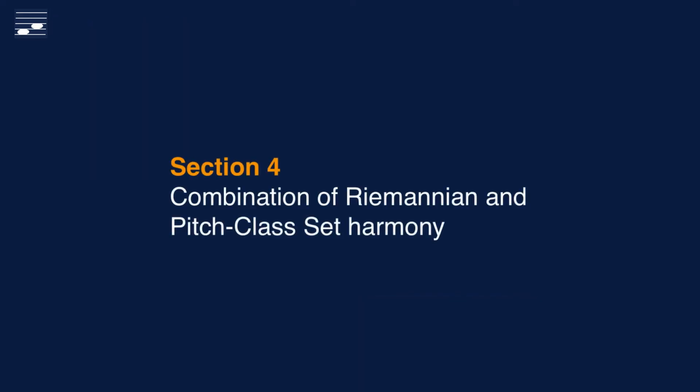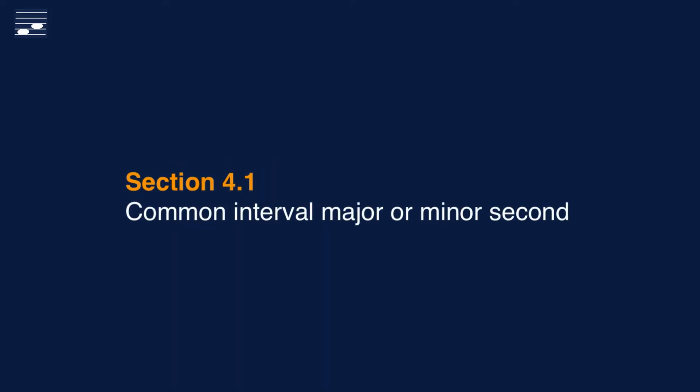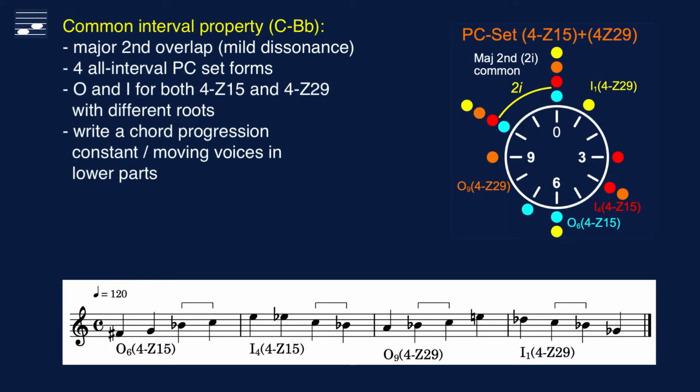That completes the separate discussion of the Riemannian and Pitch-Class Set harmony, and we proceed with the combination of the two systems. In that process we'll use specific set properties, the first of which is the use of a common interval between various set transformations. We may choose any interval class, but let's take the mildly dissonant major second interval between pitch classes C and B flat. We find this interval in 2 original and 2 inverted forms of both all-interval sets 4Z15 and 4Z29.